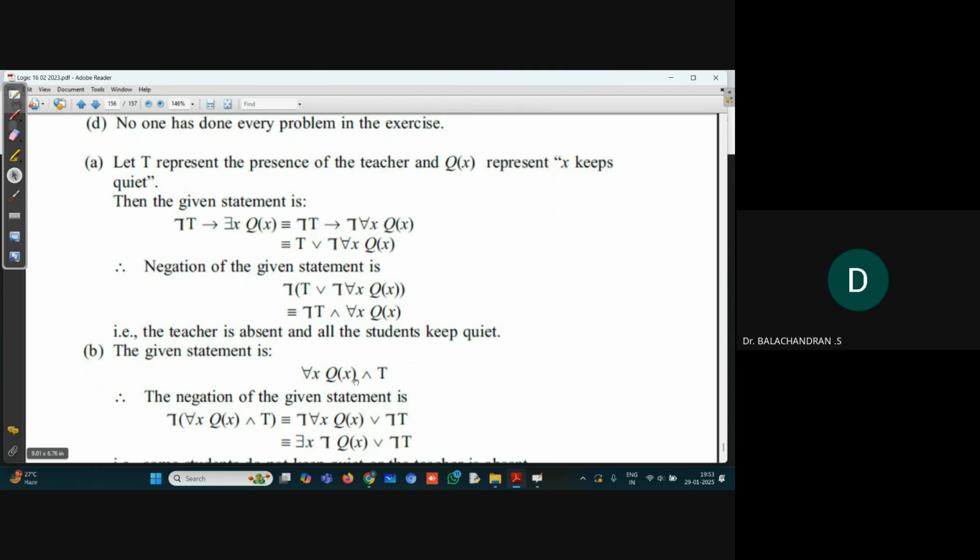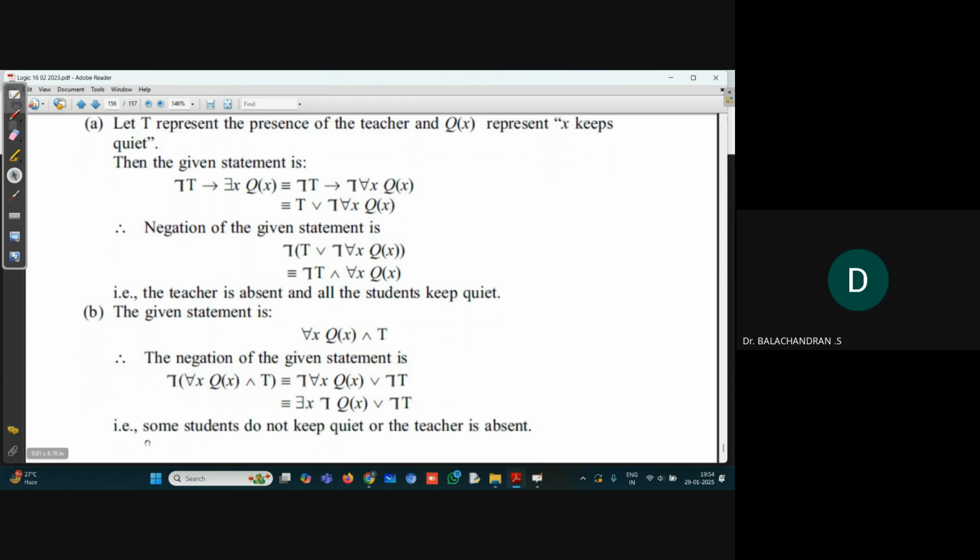So the negation of everything, this is equivalent to applying De Morgan. Negation of for every x, Q of x, or what? Negation T. I will take this negation inside. So every is changed into there exists x, negation of what? Q of x, or negation T. Now I should write in English.